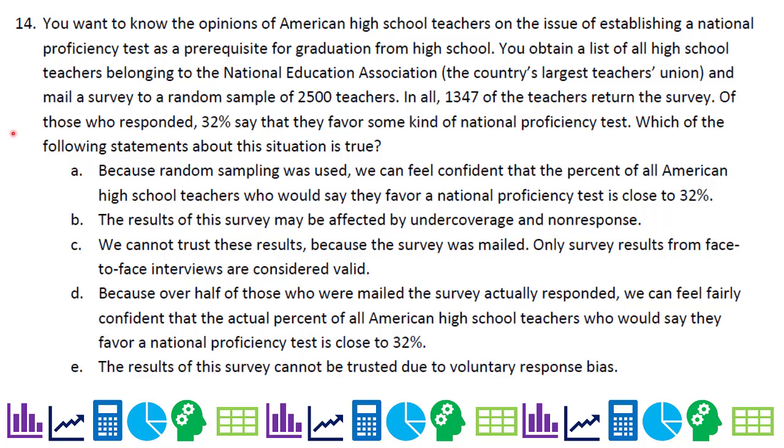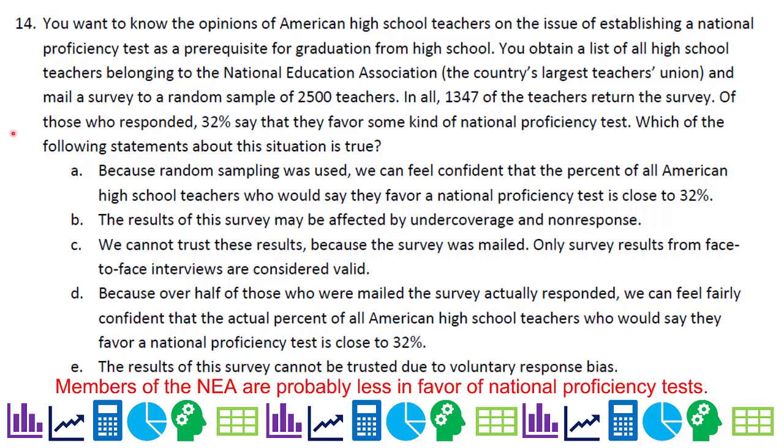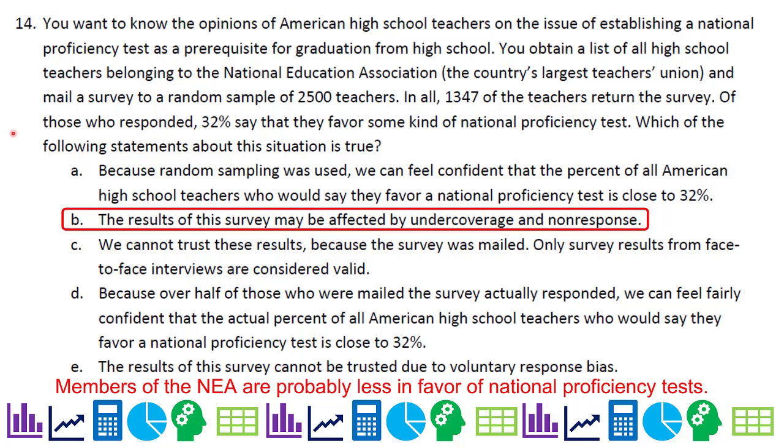So first of all, we do have a very low response rate. We have 32% of the people we surveyed actually responded. So we have some non-response bias in here. Additionally, members of the NEA are probably less in favor of national proficiency tests. So we are affected by two kinds of biases. We have undercoverage because it includes teachers that are not in unions. And we also have non-response bias because only 32% of the people responded. And those are probably the people that feel very violently one way or the other about national proficiency tests.